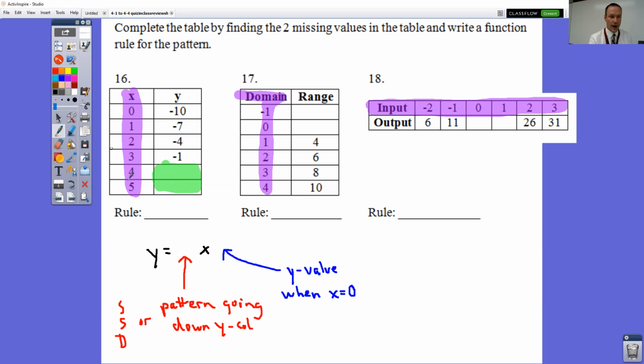So let me do this first one for you. In this first one, we have negative 10, negative 7, negative 4, negative 1. What are we doing each time? We're adding by 3. Since we're adding by 3, a 3 goes in front of your x. If we're adding by 3, negative 1 plus 3 is 2. 2 plus 3 is 5. To get your plus or minus after your x, when x equals 0, y is negative 10. So you have a minus 10 right there. Go ahead and try 17 and 18, please.